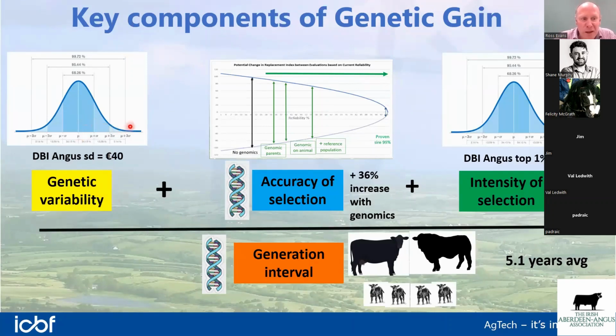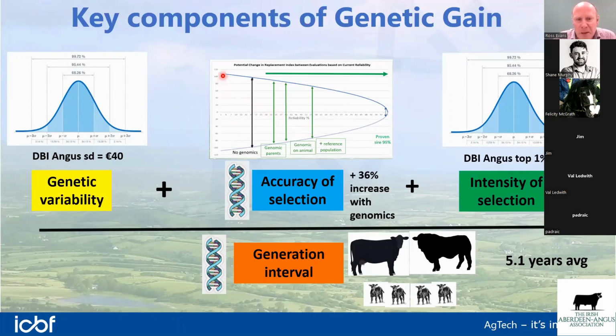And if you look at within the Angus breed in Ireland, we can see that there's a standard deviation of €40. It's a measure of the variation that exists in the Angus herd for the dairy beef index. So there is genetic variation there for that index, and you can actually breed for it. The second one then is the accuracy of selection. So how well are the candidates that you initially select to be the parents of the next generation, how accurate are they, and how likely are they to change over time?